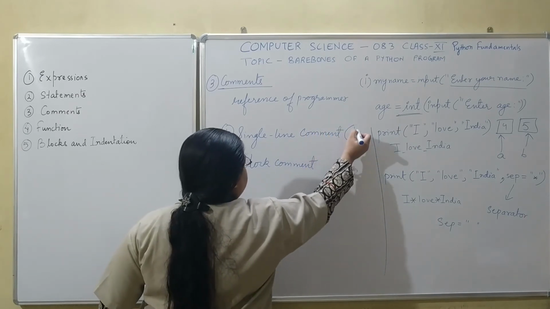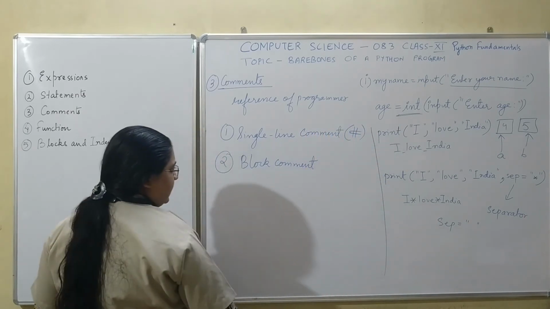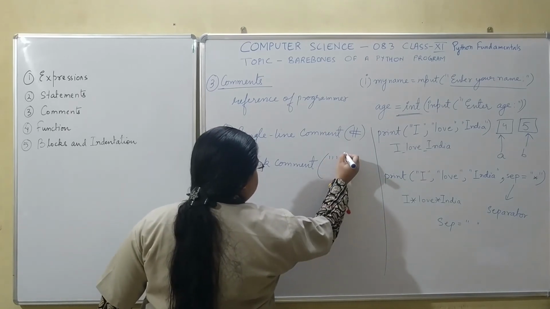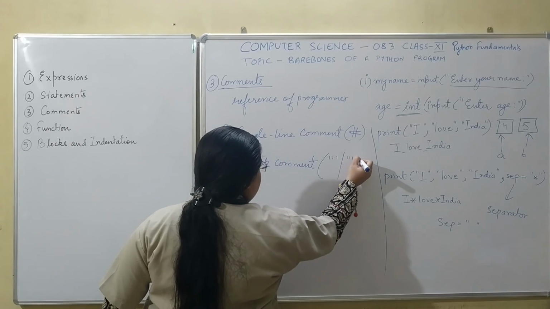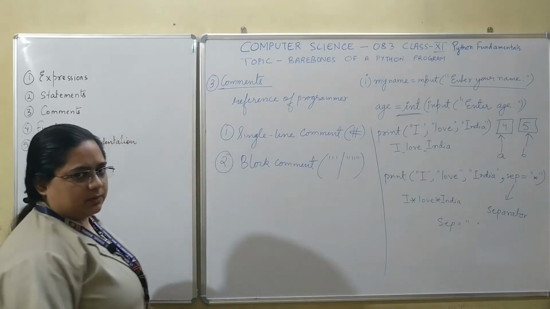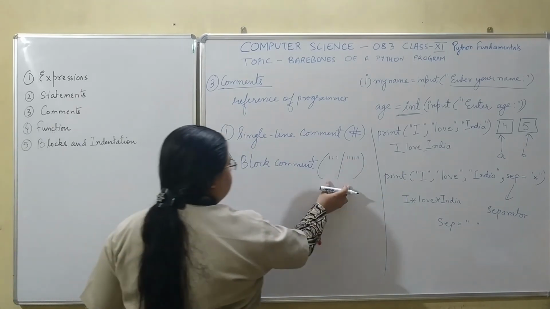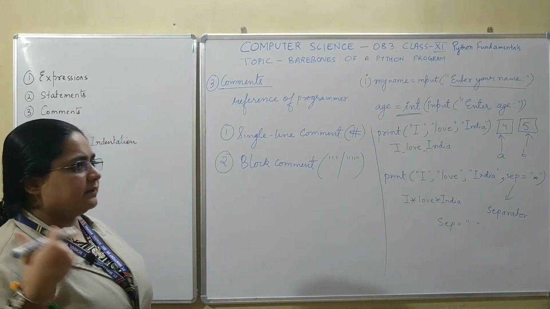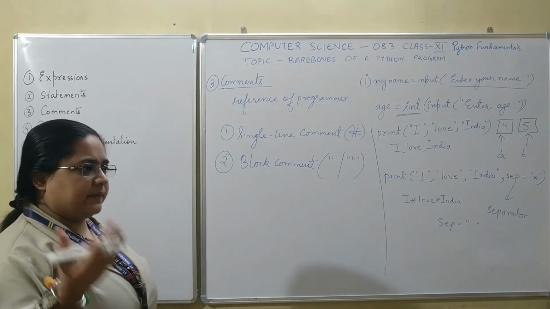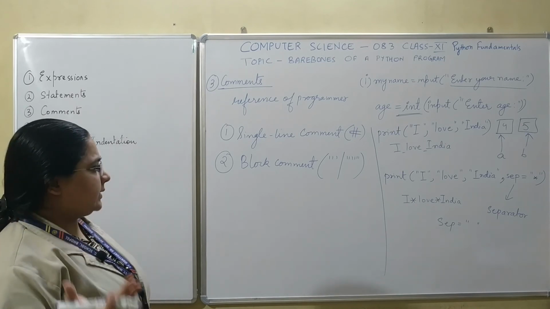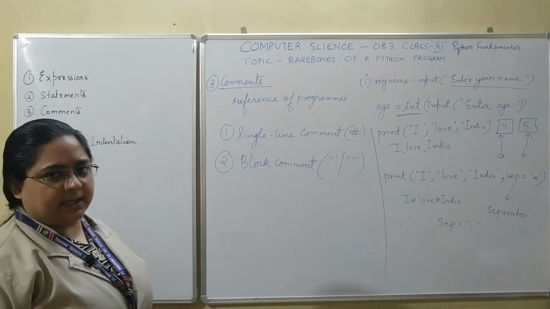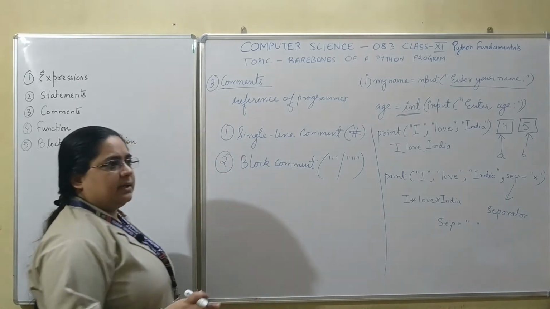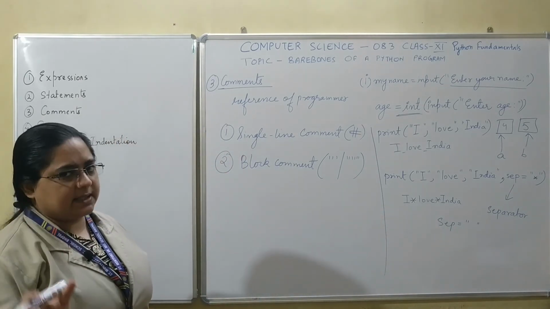Single line comment is represented by a hashtag, and block comments start and end with triple single quotes or triple double quotes, and they are not read by the interpreter. That is, they are not converted into object code or assembly code, neither are they executed.